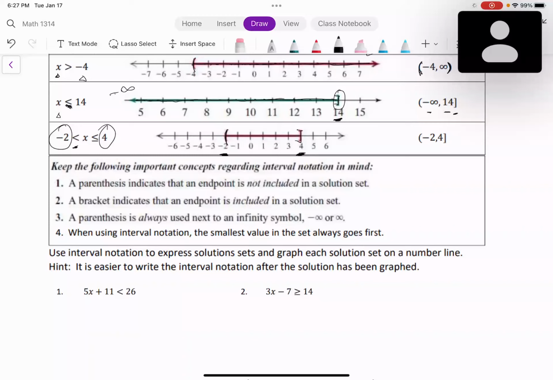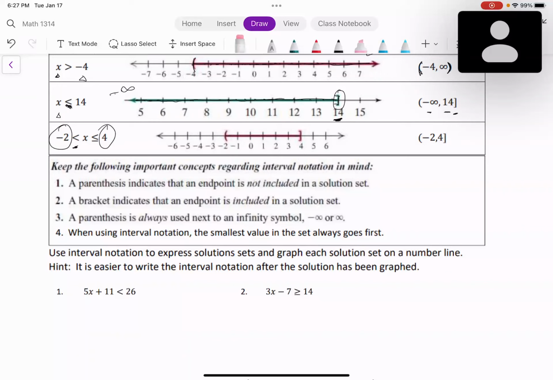We use a bracket. We highlight the number line between these two numbers. In the interval notation, -2 is not included, so we use a parenthesis. 4 is included, so we use a bracket.